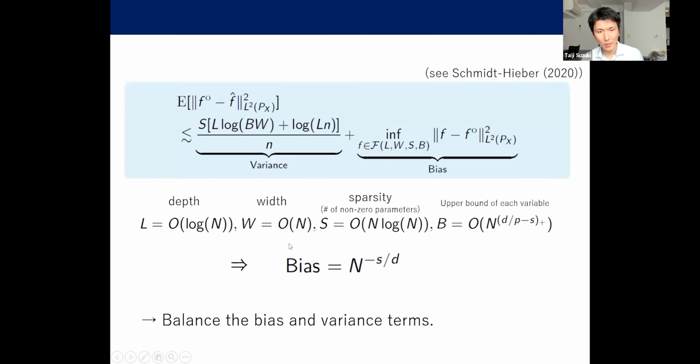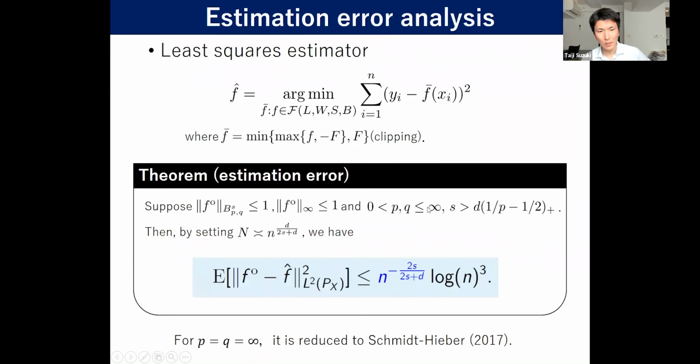Then by balancing the bias and the variance, by substituting the bias here, you get the optimal estimation error. We can balance the bias and the variance, then we can obtain the optimal size of the model. Then we have this rate of convergence for the estimation error. Here we are looking at just the estimation error instead of the approximation error.